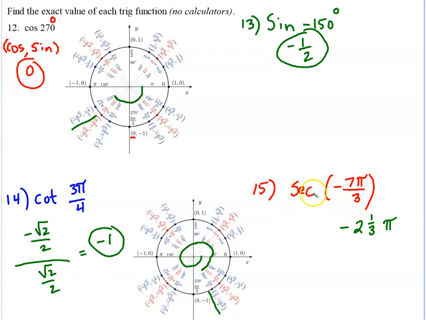Cosine and secant are reciprocals of each other. Remember, cosine corresponds to the x coordinate, which is 1/2. So if cosine is 1/2, that means secant must be 2, because all I have to do is take cosine and flip it over, do the reciprocal, and I'll have secant. So 2 is the answer for number 15.